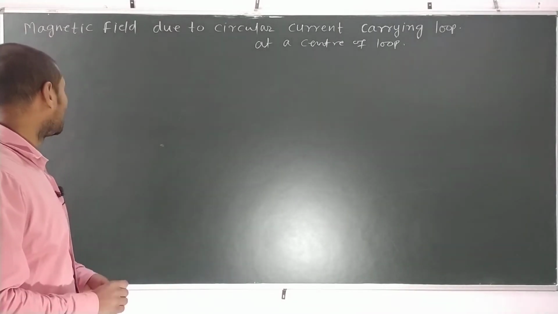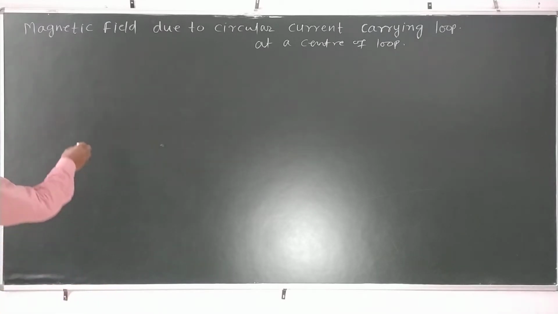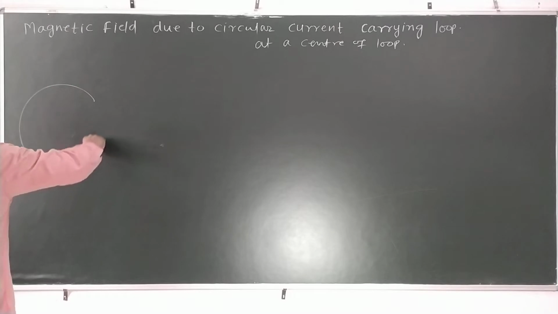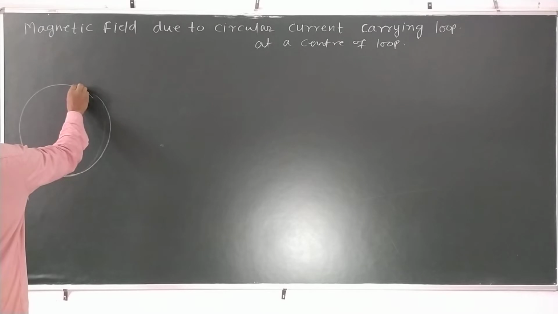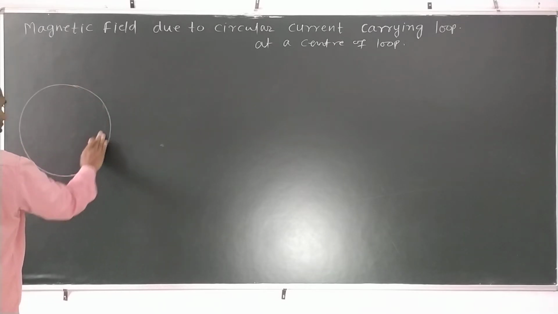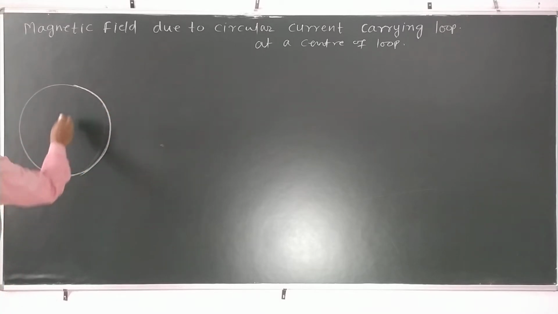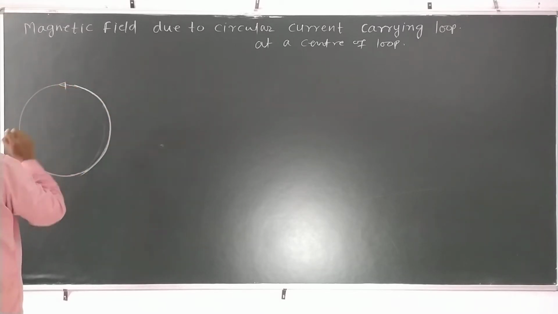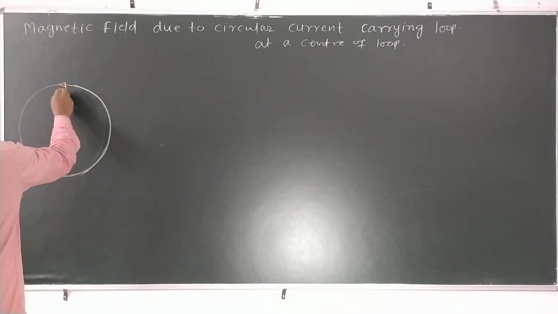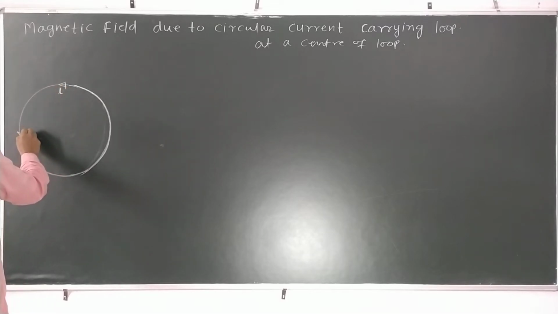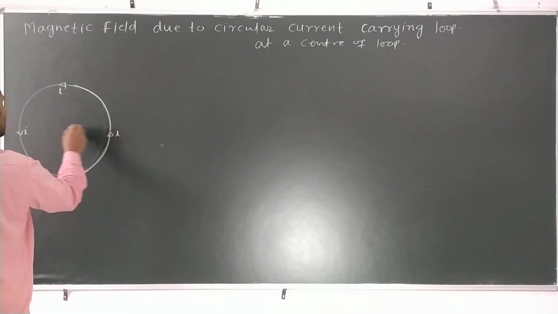Today we are going to discuss the magnetic field due to a circular current carrying loop at the center of the loop. We have to find the magnetic field due to this circular current carrying loop. There is a loop, and inside the loop a current I is flowing. Due to this current, we have to find the magnetic field at the center of the loop.